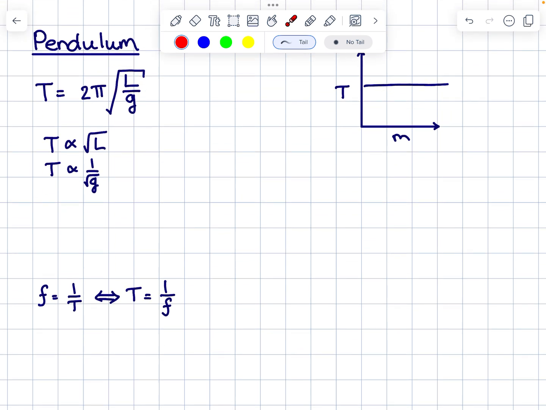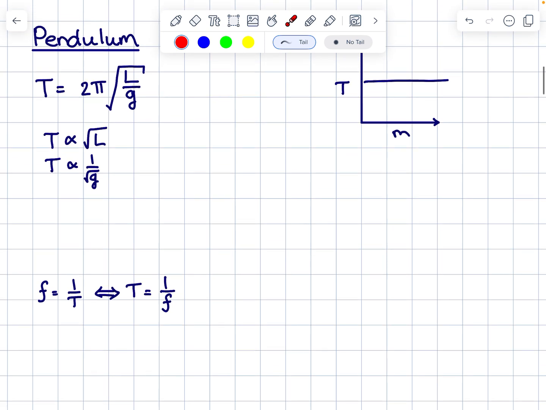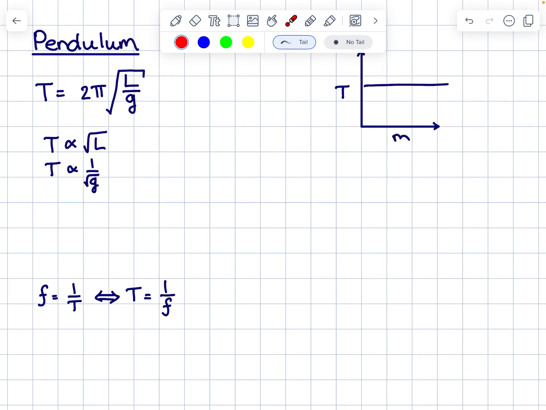Now remember, the frequency is 1 over the period. So if the period gets big, the frequency gets small. And if the period gets small, the frequency gets big. They're inversely related. So a big length is a big period. But if we ask how the frequency depends on the length, if you have a big length, you have a big period, and a big period means a small frequency. So the biggest length has the smallest frequency, and the smallest length has the biggest frequency for a pendulum.